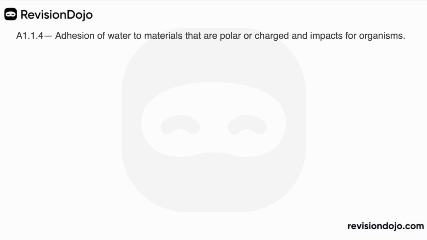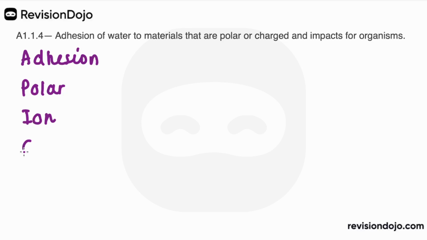Okay, so let's look at a few of these definitions in a bit more detail. We have looked at adhesion. Now, let's also look at what polar means, let's look at what an ion is, and let's also differentiate between a cation and an anion. As we mentioned, adhesion is essentially the ability of water to stick to other molecules, so it can be useful for transport.